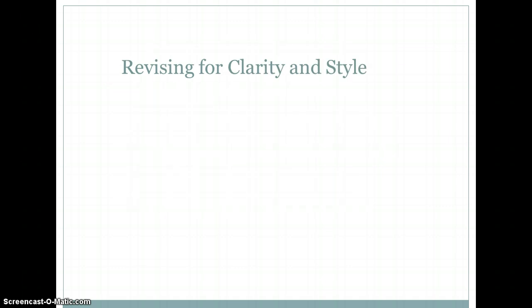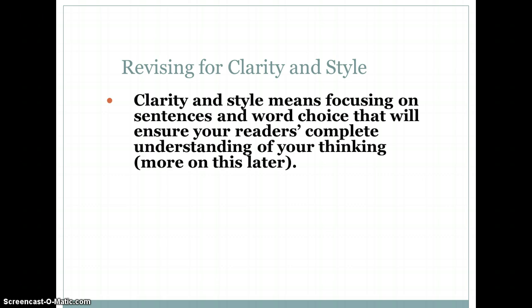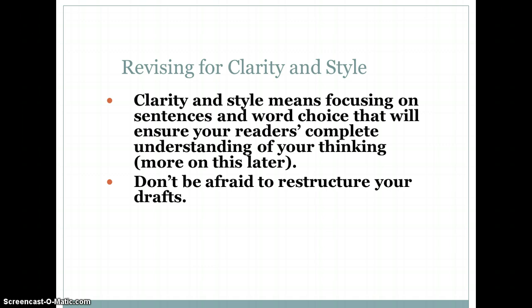Some things for revising for clarity and style. Clarity and style means focusing on sentences and word choice that will ensure your reader's complete understanding of your thinking. More on this later. Don't be afraid to restructure your drafts. This is one of the biggest things I hear students say is, but I did my best writing the first time. No, you didn't. None of us do our best writing the first time because we're so concerned with getting the thoughts out of our head onto our paper. So don't be afraid to take your essay apart or your short story apart, add things, delete things, move things around. Completely restructuring it is absolutely acceptable and sometimes very necessary.